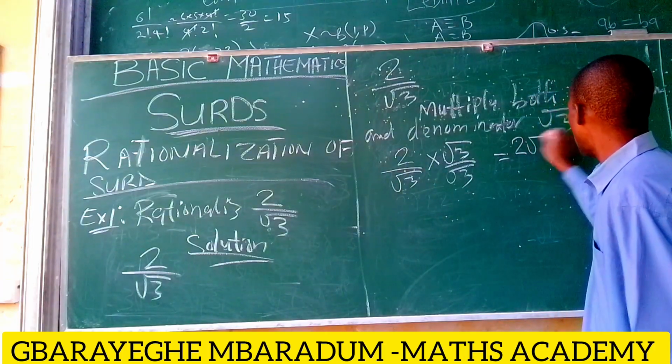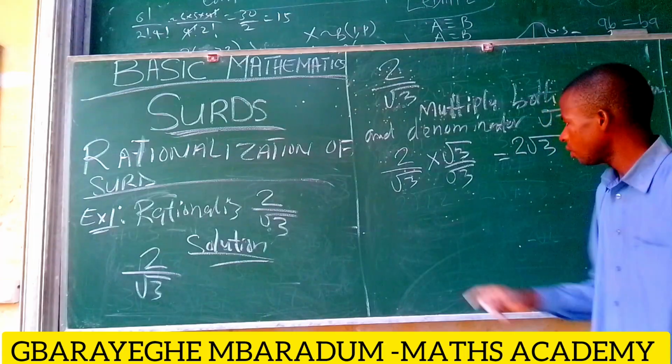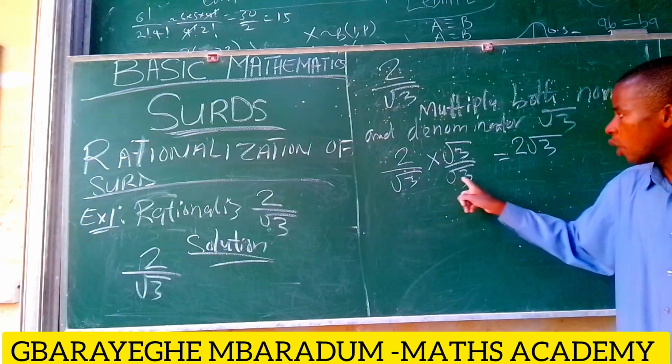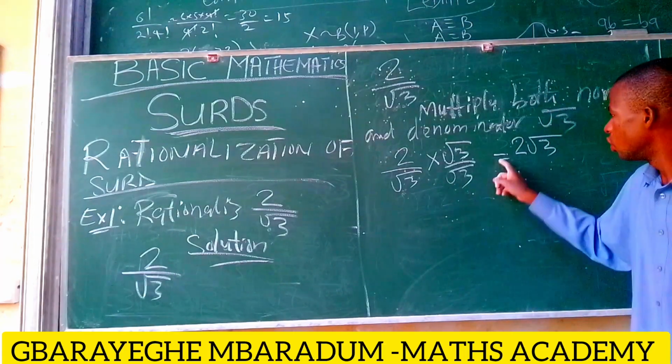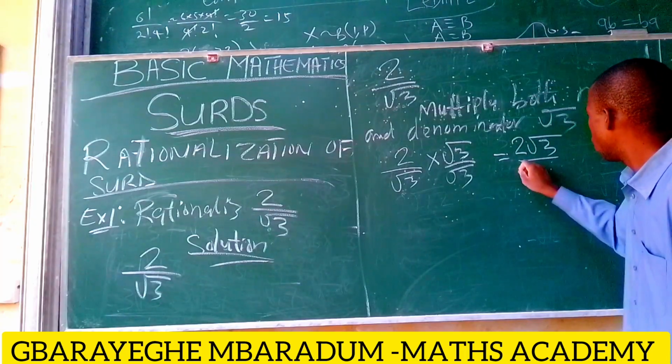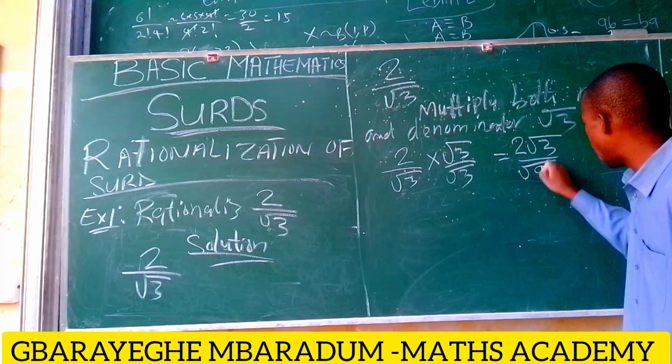2 square root of 3, all over root 3 times root 3, which is going to give us root 9.